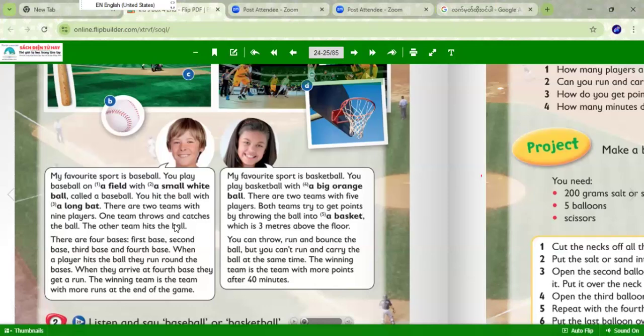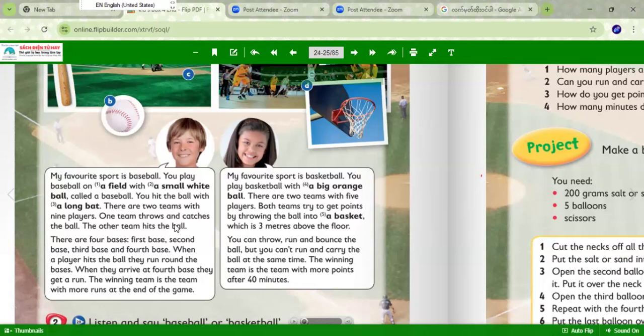When they arrive at the fourth base, they get a run. A run, to be easy, means we get a point. A run, one run, 1 point. So you get a run. So the winning team is the team with more runs at the end of the game.